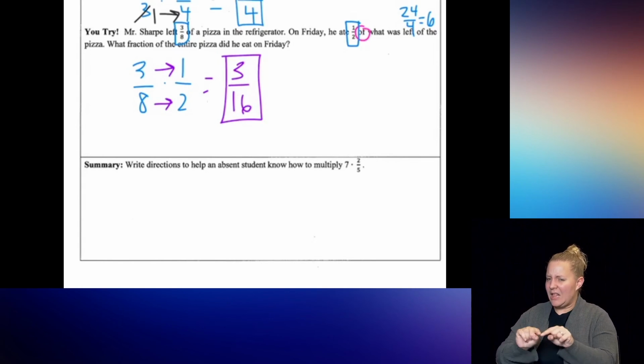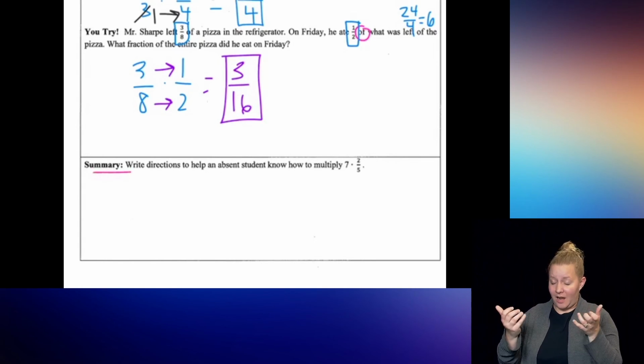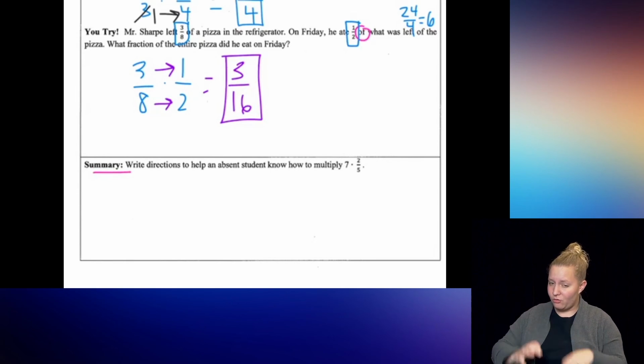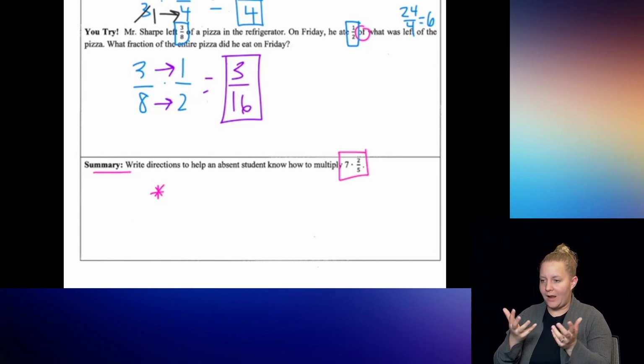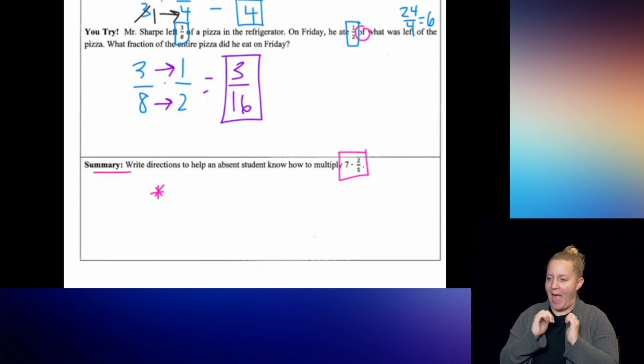And then one last thing before we check out of notes, in the summary, we're going to write directions to help an absent student know how to multiply these two things. Well, the first thing that I would need to do is turn that 7 into a fraction. So go ahead and list out how to turn that 7 into a fraction and also how you would answer this question. The next time we are in class, we will discuss this summary question.